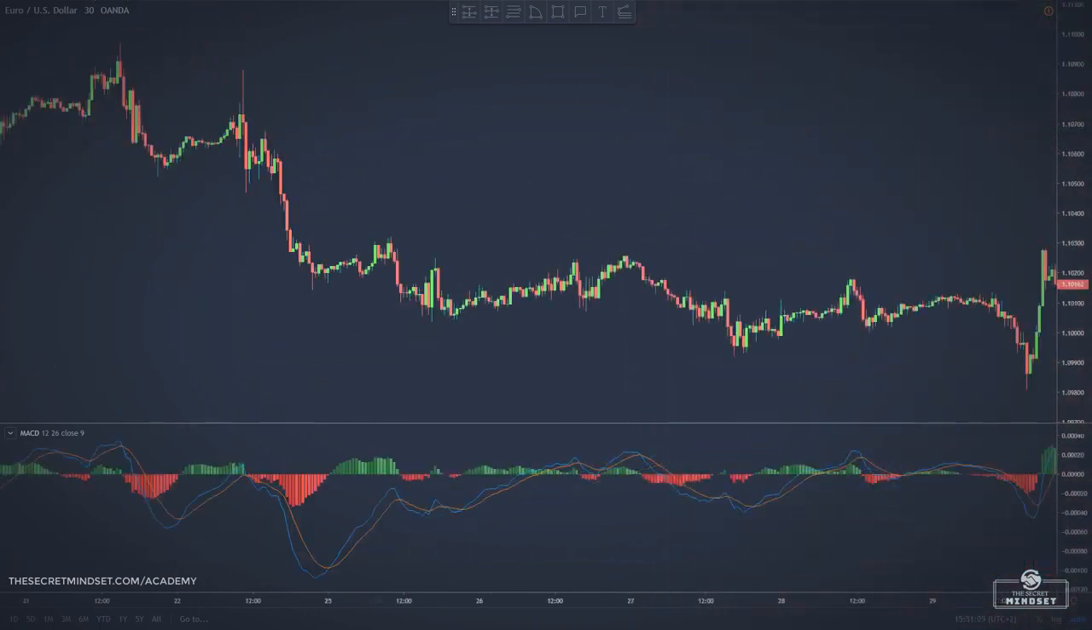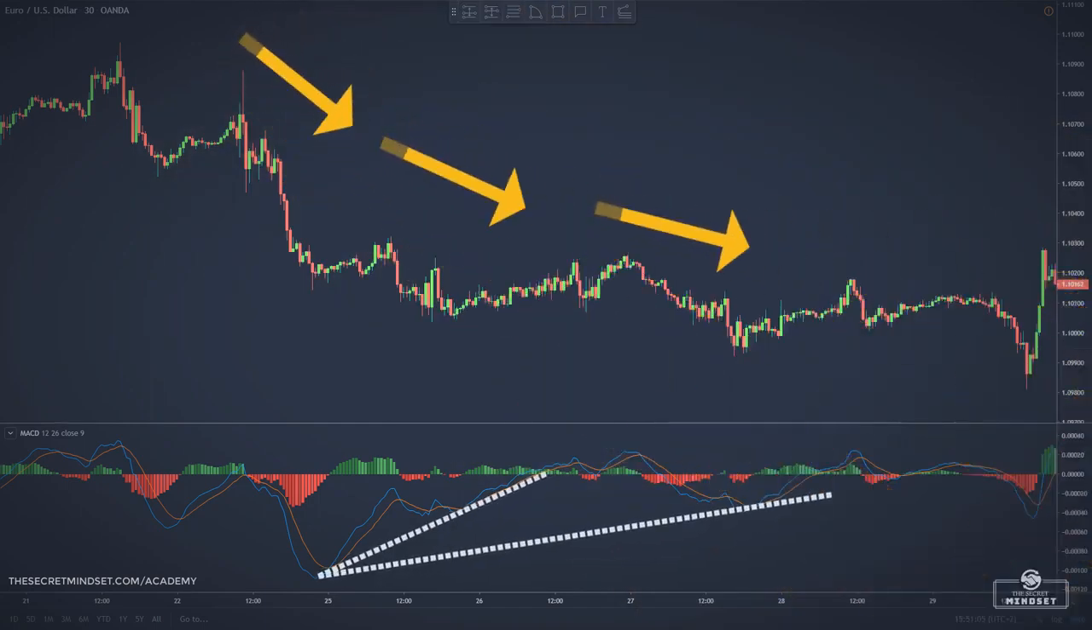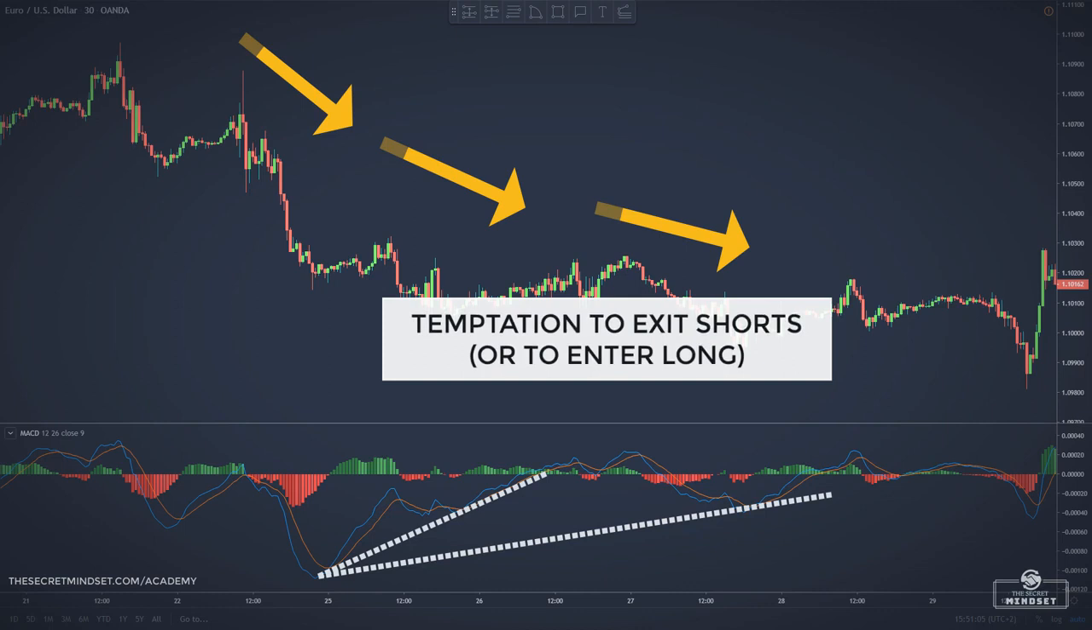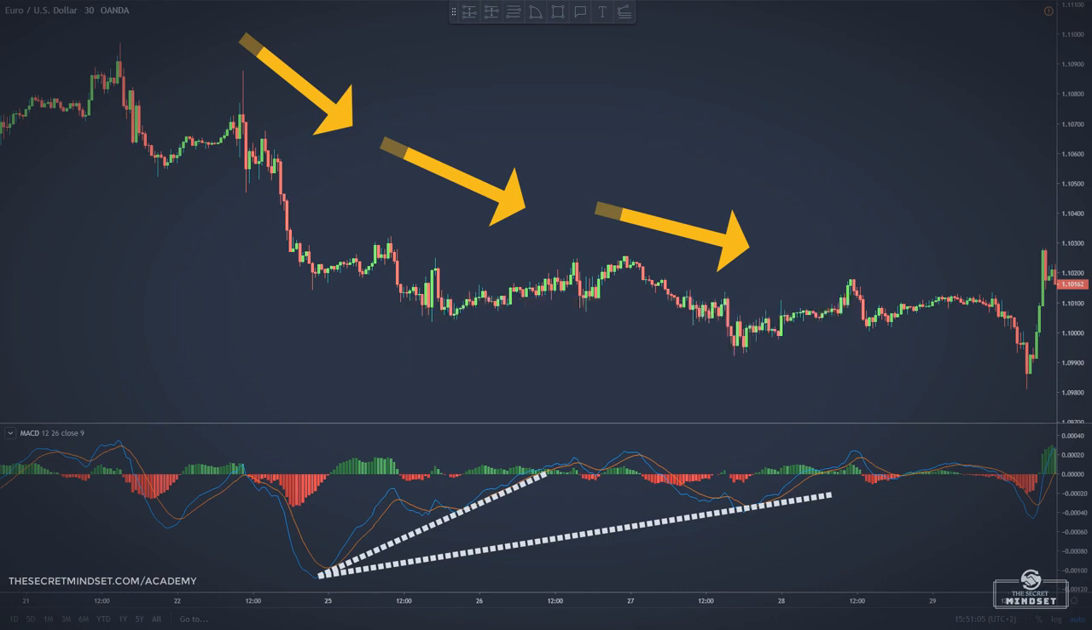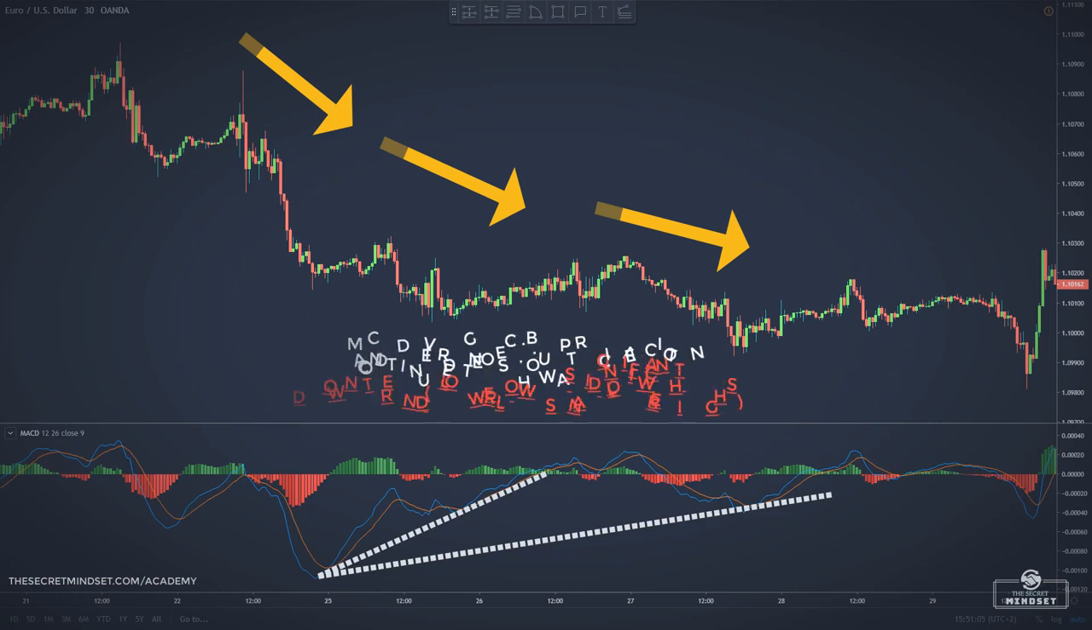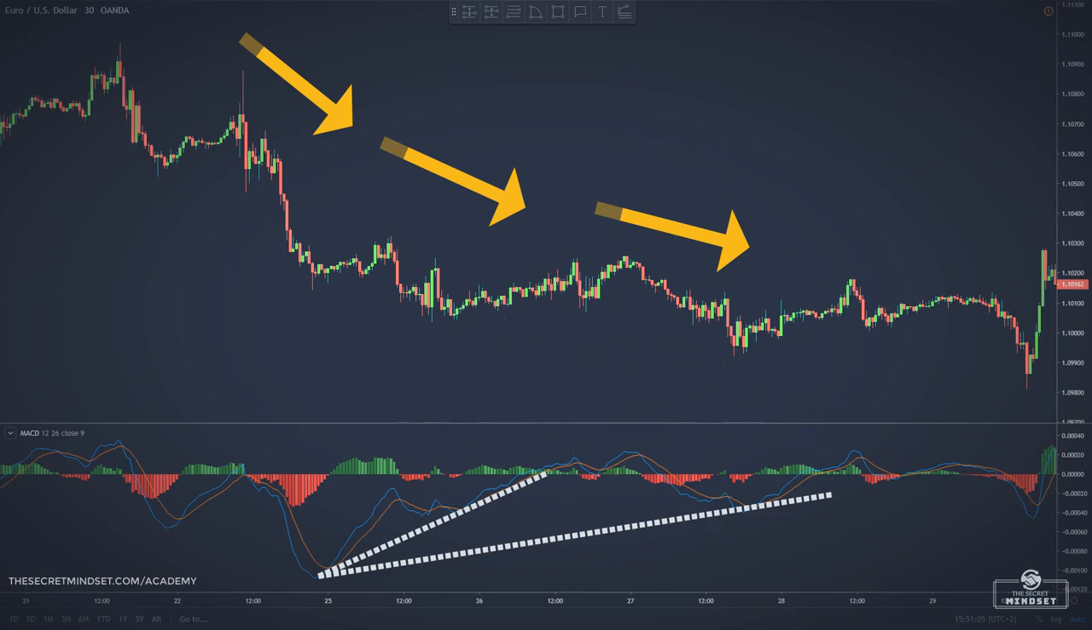In this example, the Euro-USD is falling, yet the MACD is rising. Had a trader assumed that a rising MACD was a positive sign, they may have exited their short trade, missing out on additional profit, or they may have taken a long trade even though the price action showed a significant downtrend and no signs of a reversal, meaning no higher swing highs or higher swing lows to indicate an end of the downtrend. That doesn't mean divergence can't and won't signal the occasional reversal, but it must be taken with a grain of salt after a big move.